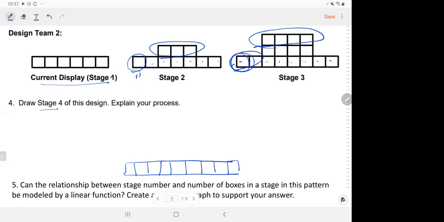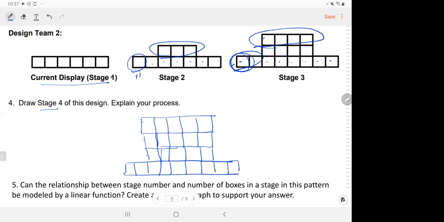So do 1, 2, 3. I'm sorry, 3 rows of 5. So there's 5 there. There's another 5 there. And there's another 5 there. Okay, so let's double check. I added 2 rows of 4 here, I added 1 row of 3 here, and I added 3 rows of 5 here.